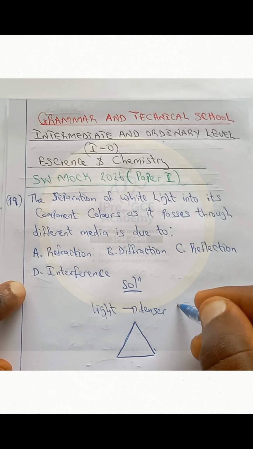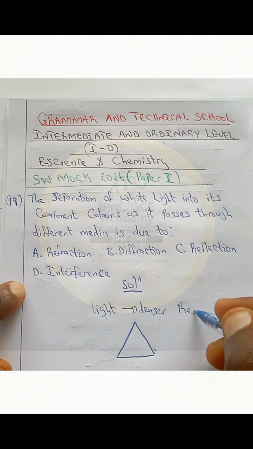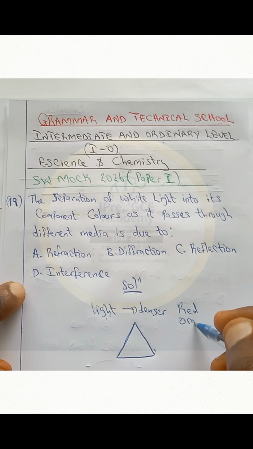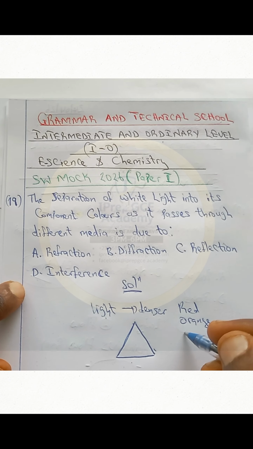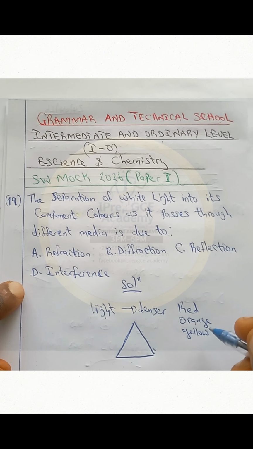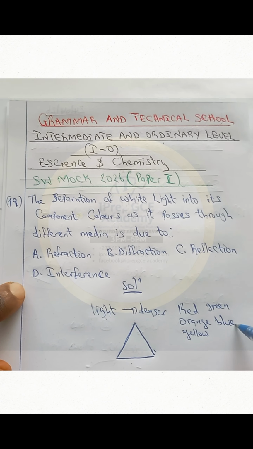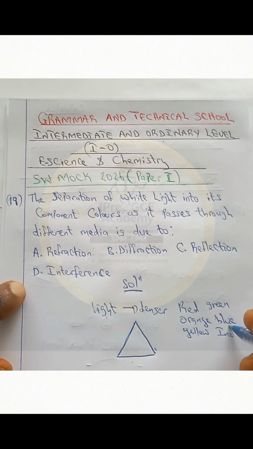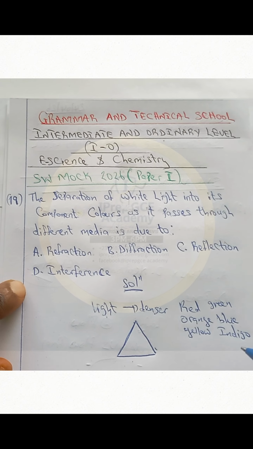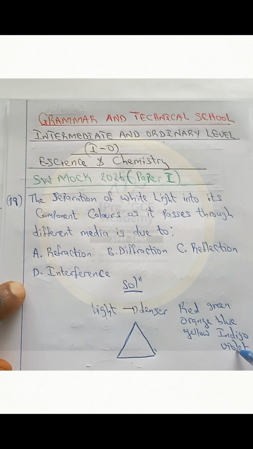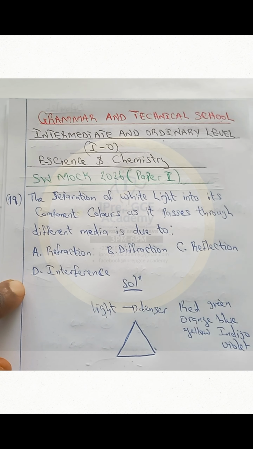The components of light are red, you have the red component, you have the orange, you have the yellow color, you have the green color, you have the blue color, you have indigo, and you have violet. So you have one, two, three, four, five, six, seven colors of light.